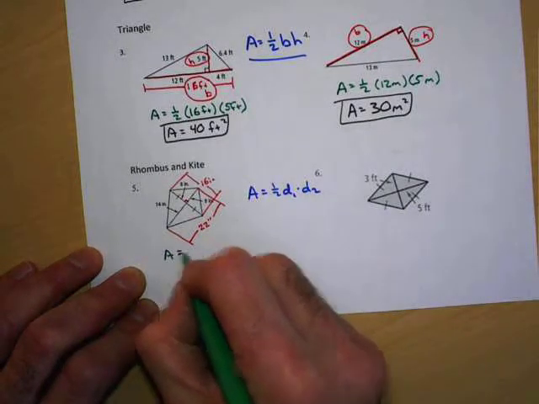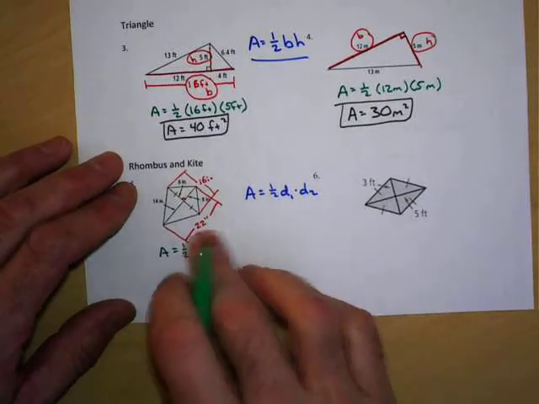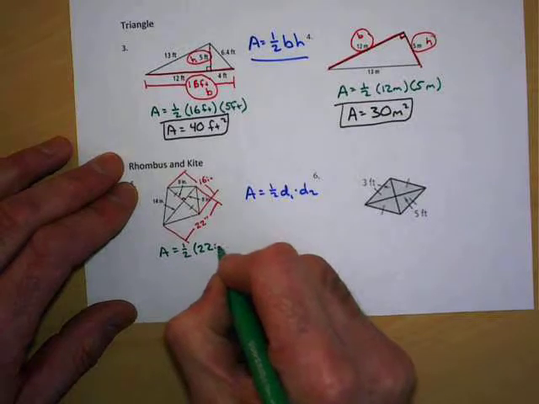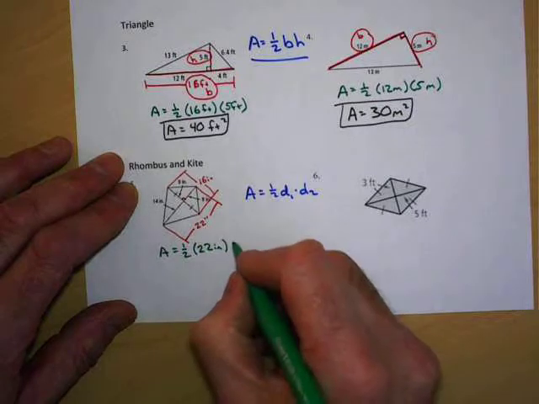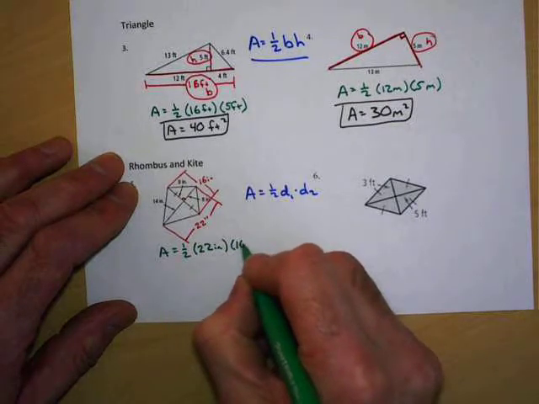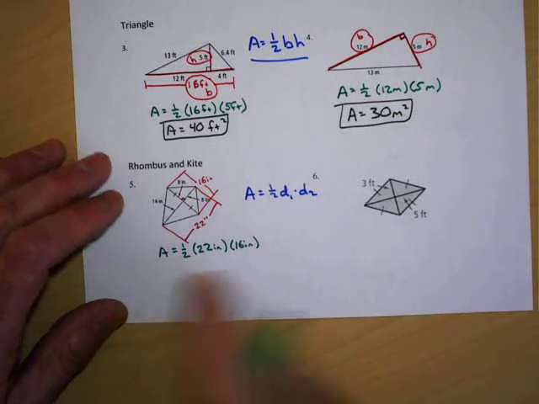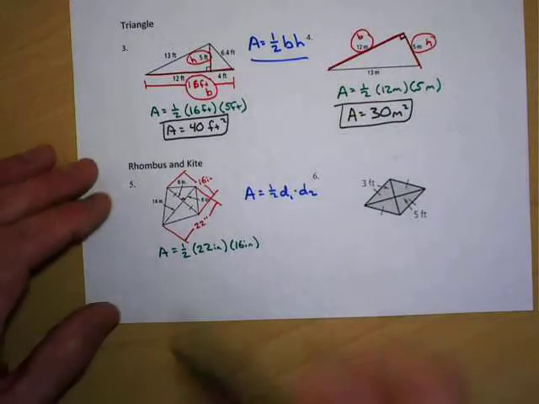So now I have the information I need. Area equals 1/2 diameter 1, which I'm going to call 22 inches, and my diameter 2 is going to be the 16 inches. You can switch those, it's no big deal. When you start multiplying them, the order won't matter, and you'll get 176 inches squared.